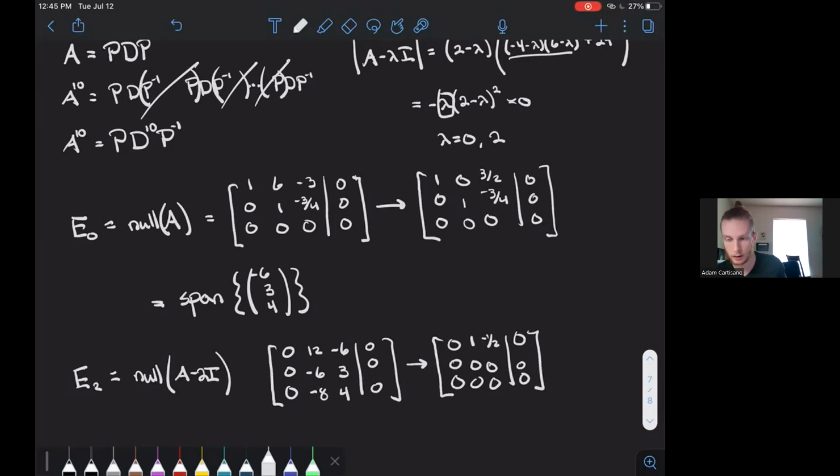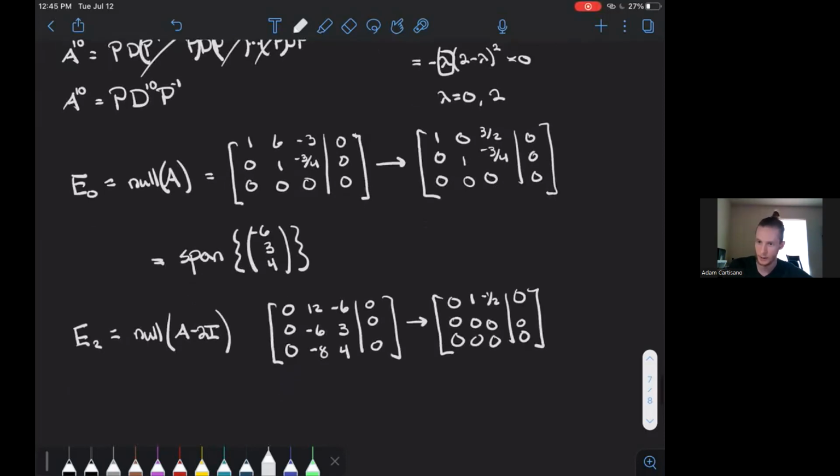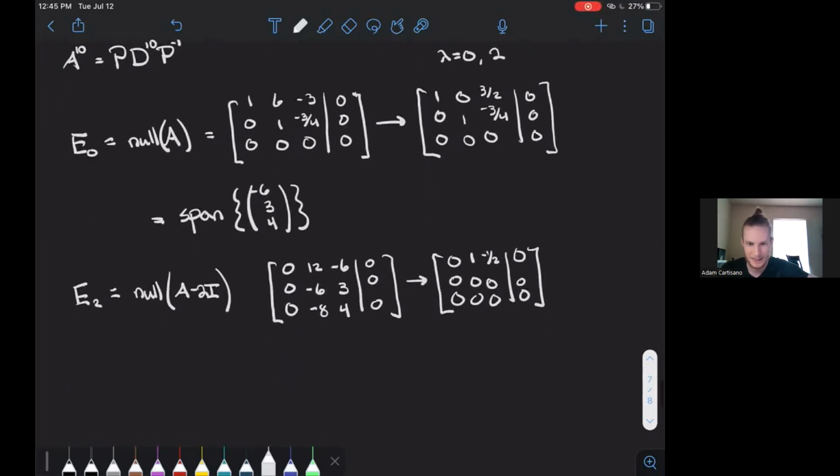You should double check if you're not comfortable still with row reduction. You should row reduce all of these matrices the right way so that you can verify and confirm your answers, right? I'm doing them fast because, as much as you love hearing me talk, I want to get to the end of the video.